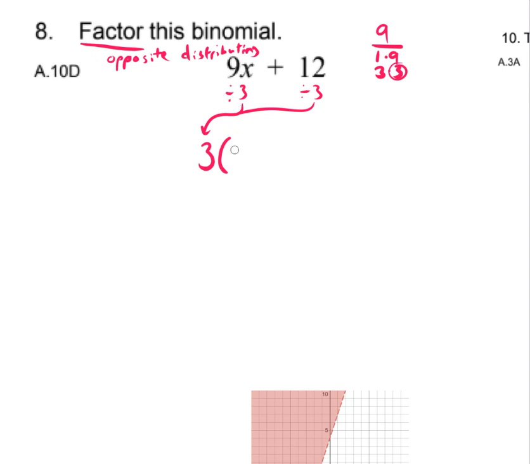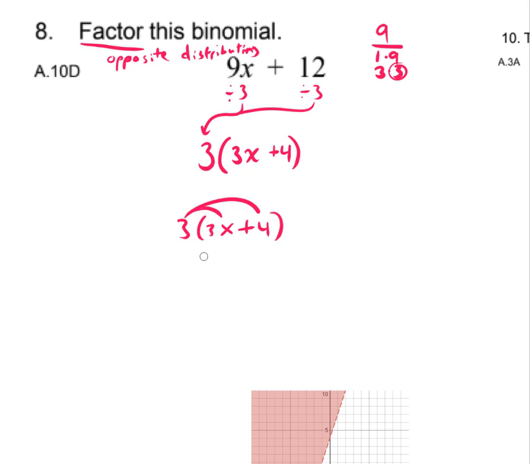9x divided by 3 is going to be 3x, right? 12 divided by 3 is 4. Okay, so I get 3 times (3x plus 4). Now what's really cool about that is I don't have to guess if I got that right. I could actually distribute to see if I got it right. If I get the answer that I started with, then I know at least I did the factoring right. Now I might have more I could factor, but at least I didn't make any arithmetic mistake, right?